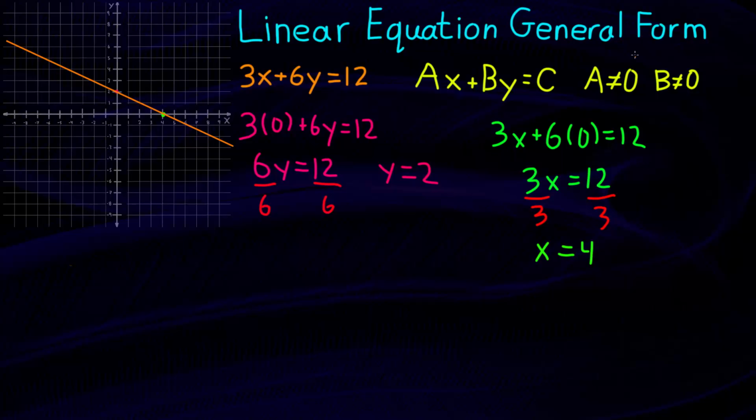This is the general form of a linear equation, ax plus by equals c, where a is not 0 and b is not 0. We can get the x-intercept by setting the y value to 0 and then solving the equation for x. We can do the same thing to get the y-intercept by setting x to 0 and then solving for y. Let me circle both of these in light blue. This is our y-intercept, this is our x-intercept. We take those 2 points, draw them out, and then draw a straight line through the 2, and that is how you graph a linear equation that's in general form.